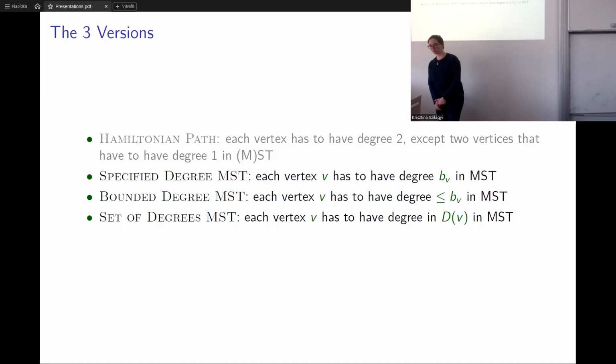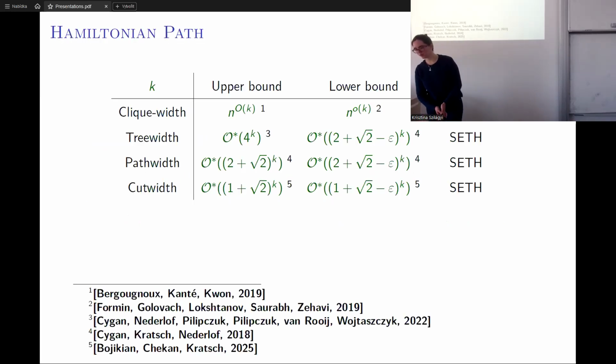So just to recap, we have Hamiltonian paths, which are a special case of specified degree MST, where each vertex has to have degree 2 except two vertices that have to have degree 1. Then we have specified degree, where we are given an exact degree, bounded degree, where we are given an upper bound, and set of degrees, where we are just given a set of degrees that are allowed.